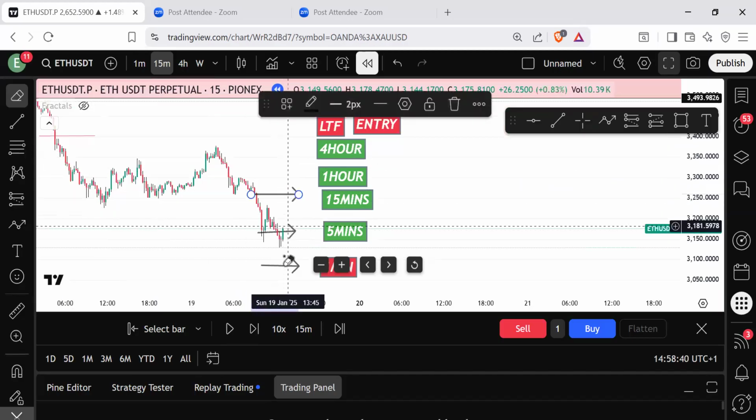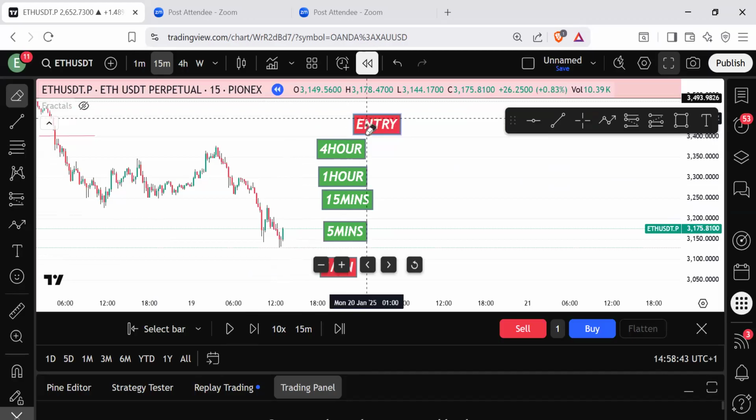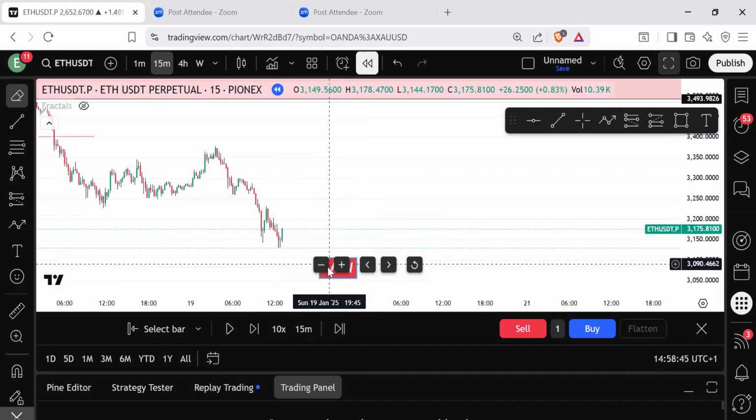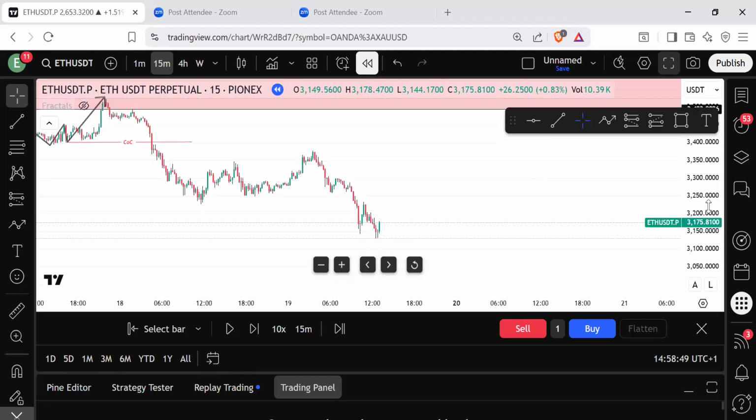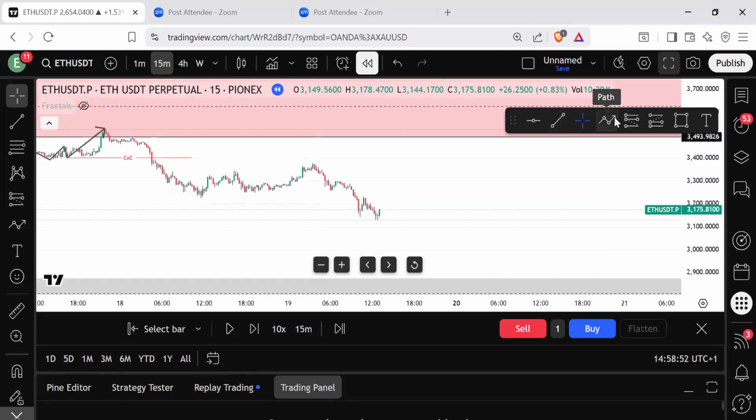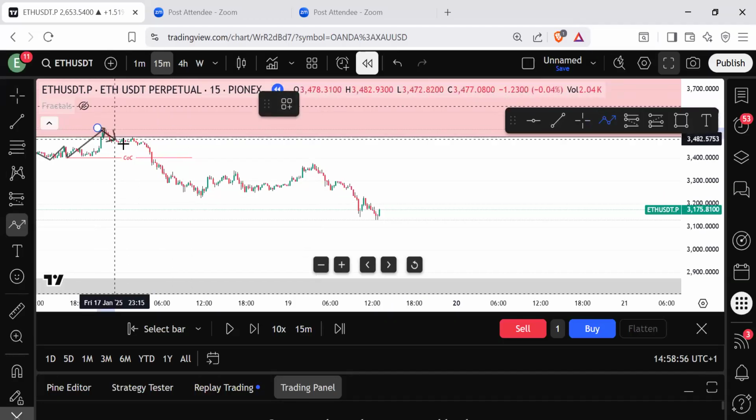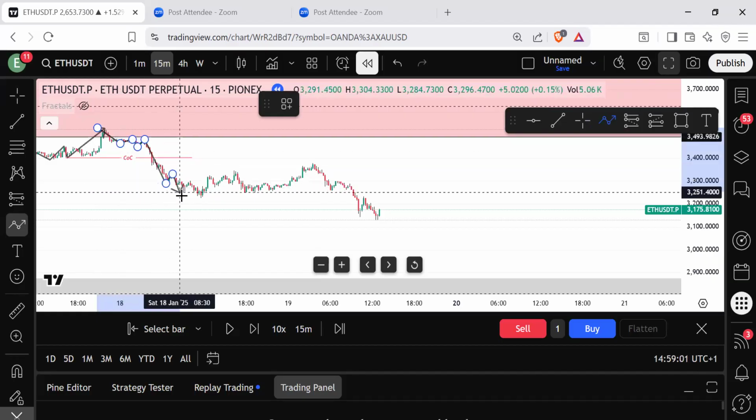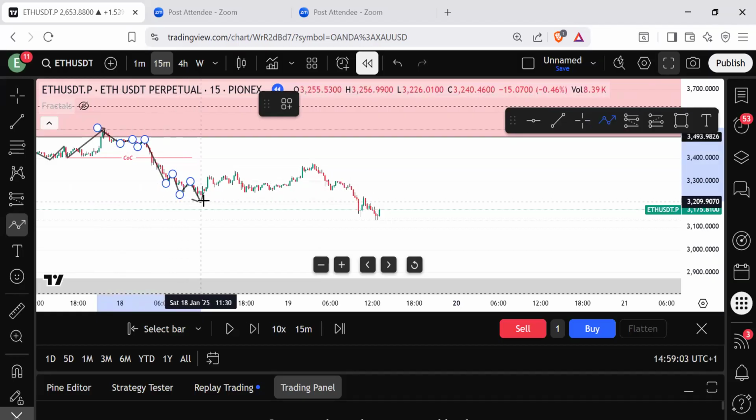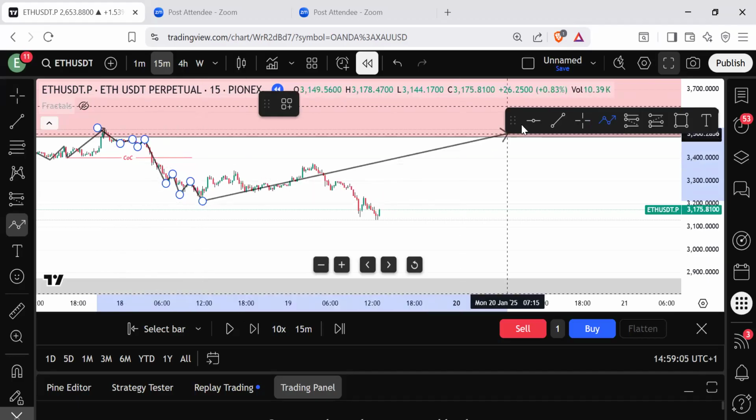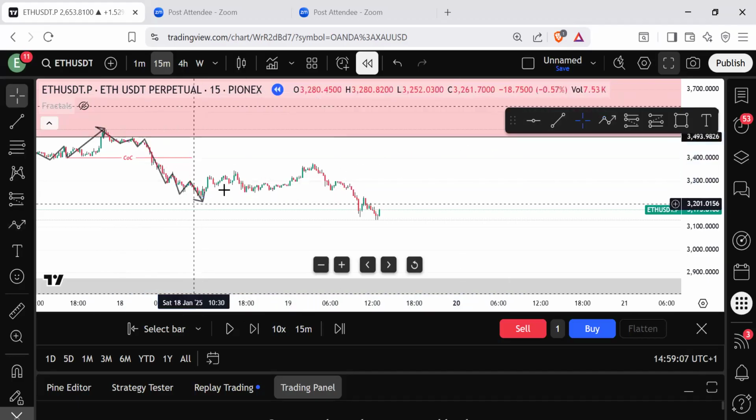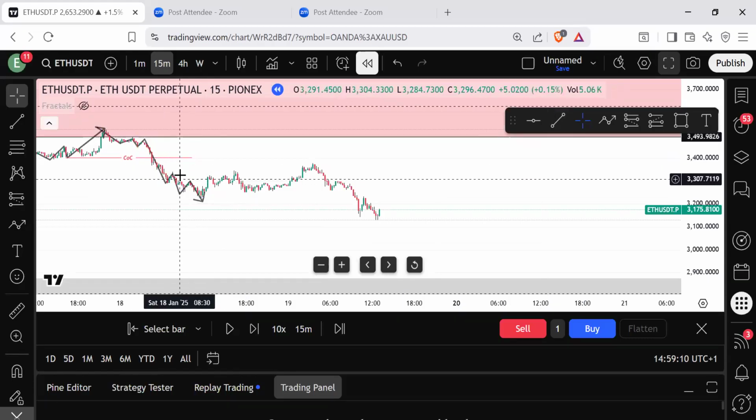So we have break of structure form. This is a COC continuing, and there is a pullback. This is inducement.